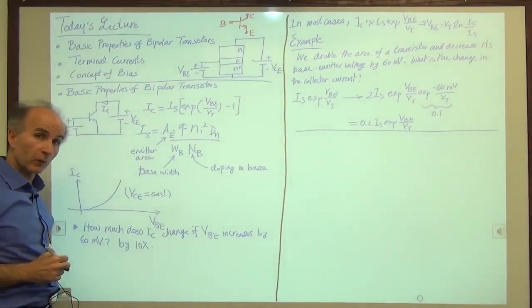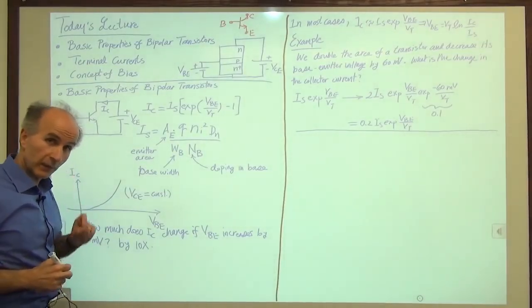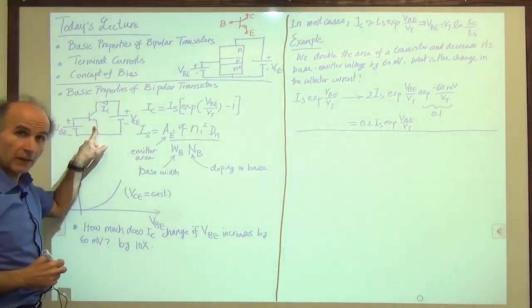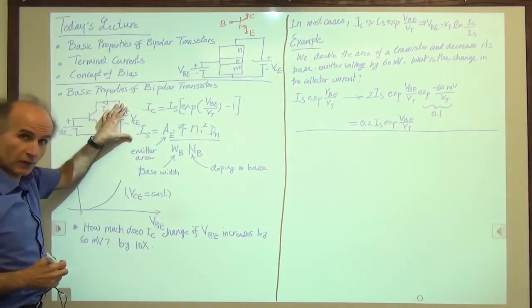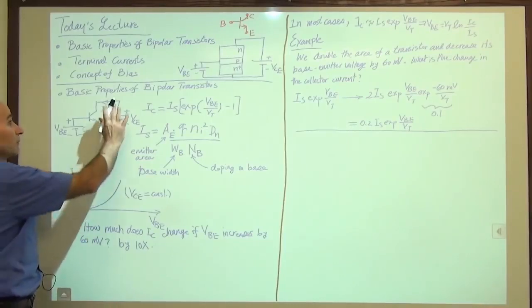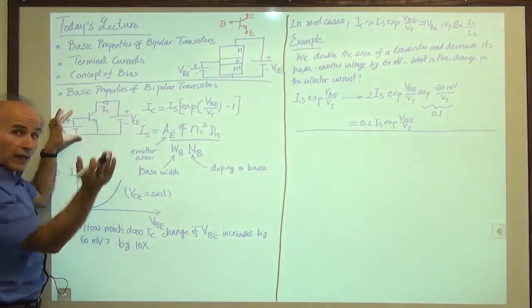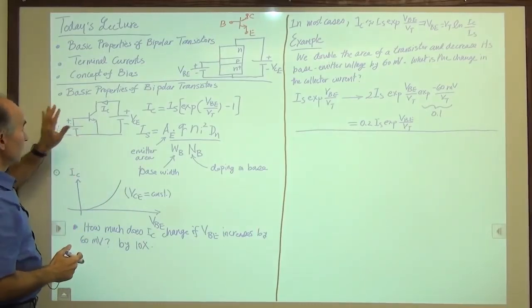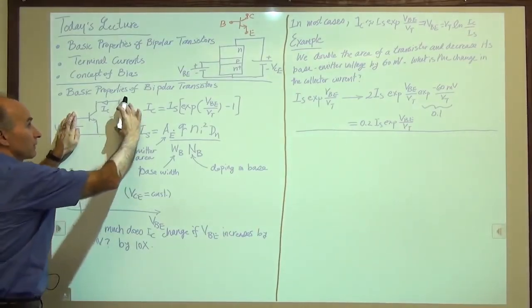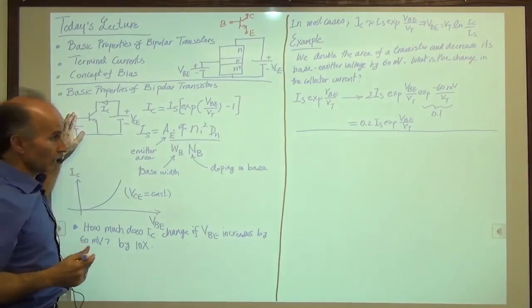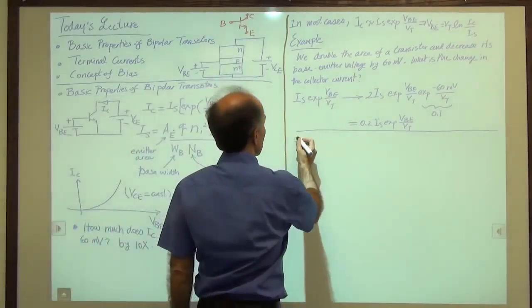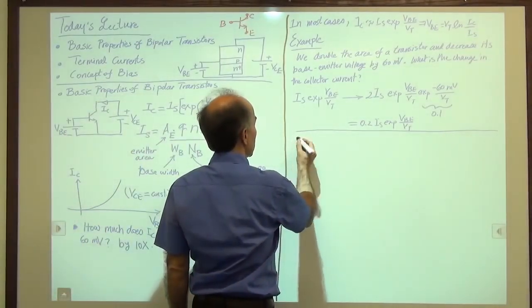All right, so we will perform another test, because this is a 3-terminal device. We had a voltage here, we had a voltage here. We kept this voltage constant and changed this voltage. Now you can ask, well, what happens if this voltage is constant and I change this voltage? So let's do that.